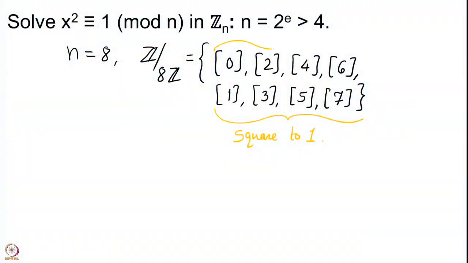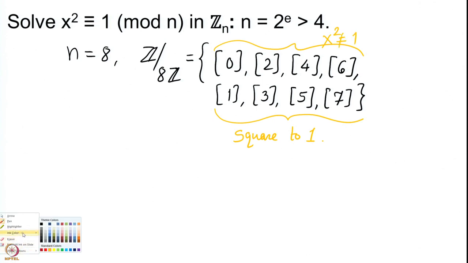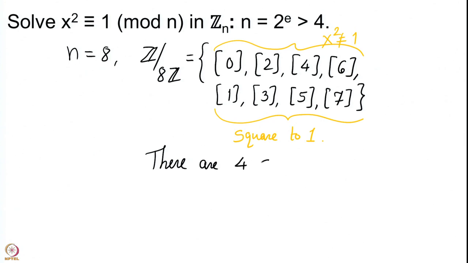But these two middle numbers 3 and 5, their squares: 3 square is 9 which is 1 modulo 8 and 5 square is 25 which is also 1 modulo 8. So, here we have 4 solutions. Of course, these numbers do not square to 1. So, their square is not 1. So, what we get ultimately in the case Z mod 8Z is that there are 4 solutions. This is a very striking situation.